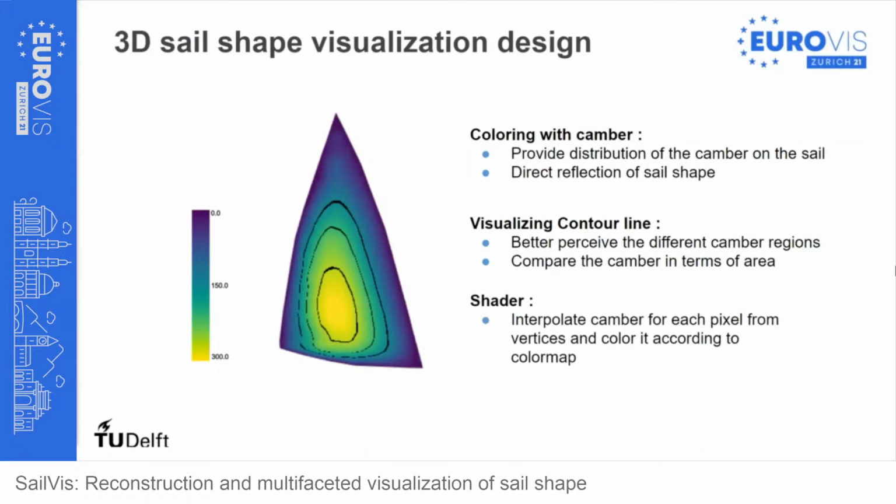For the rendering of the 3D cell shape, we use a shader to interpolate camber value for each pixel from vertex of the cell shape mesh, and color it accordingly to the color map directly. Then we use white ambient light to avoid the uneven light reflection on the cell that could possibly influence the camber color.